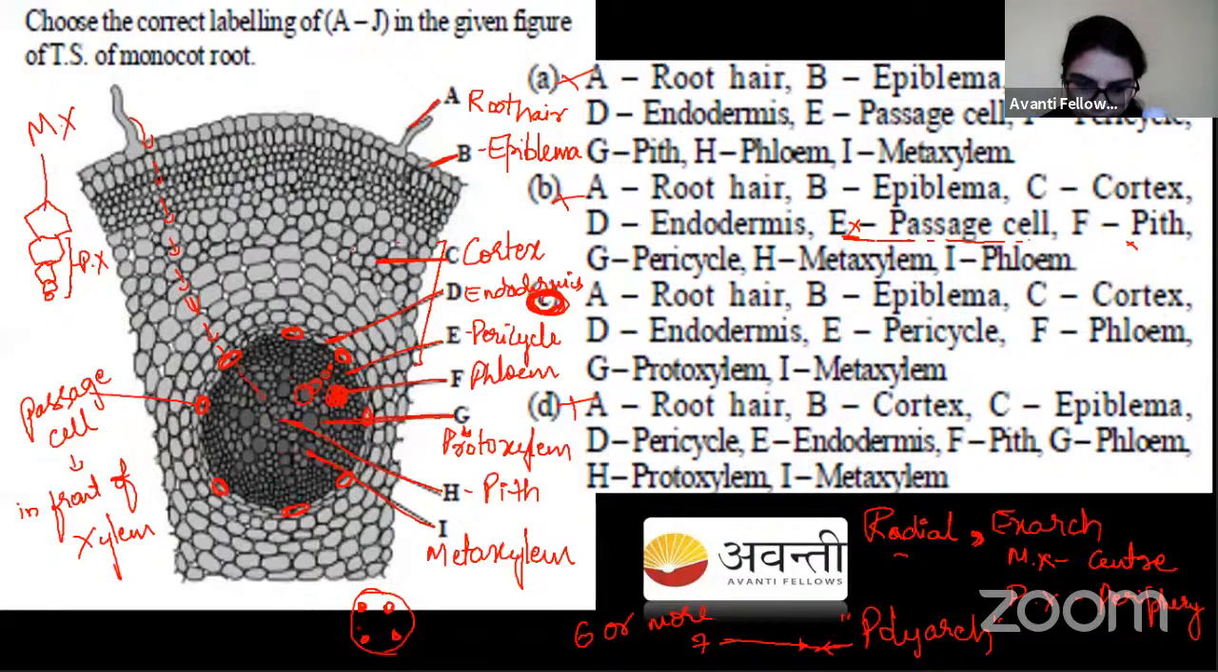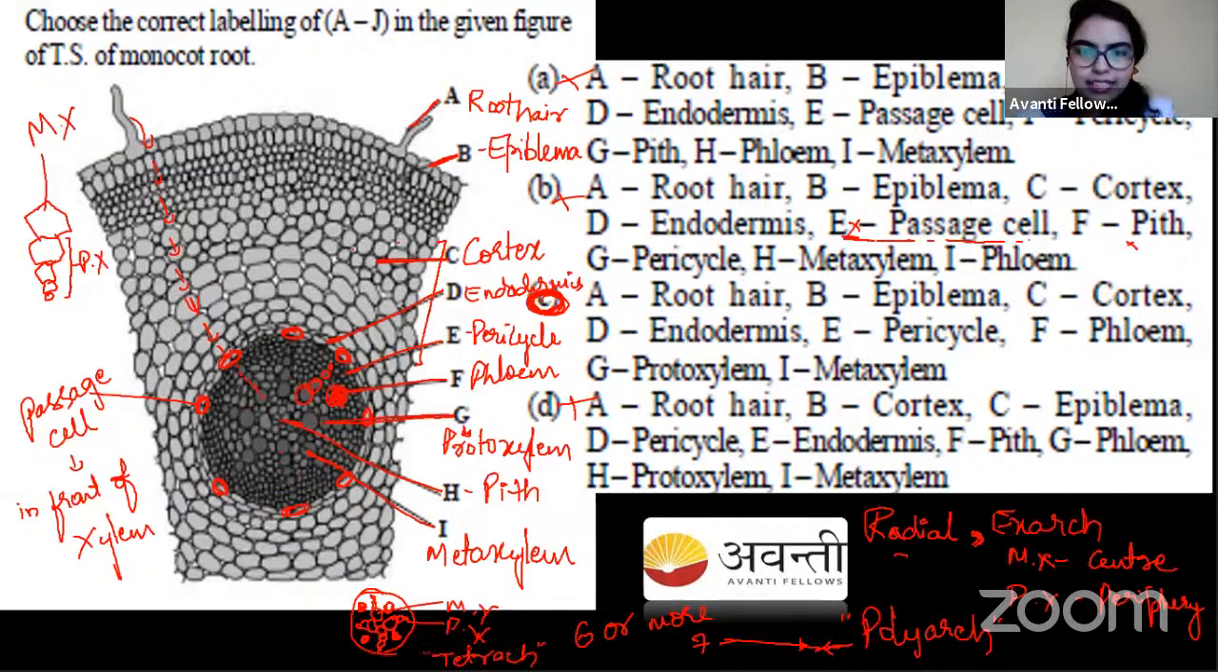phloem and oh my god, this is a very small picture. But I hope you are getting it. So this is metaxylem towards the center and protoxylem is towards the periphery, and there are four patches, right? So that's why we call it tetrarch. Okay, so that's why we call it tetrarch.